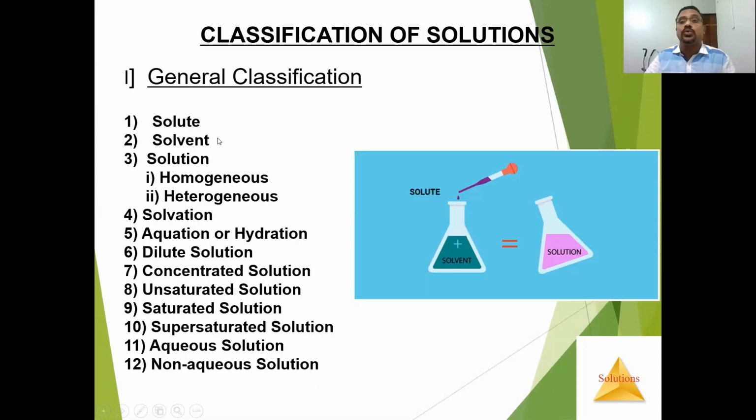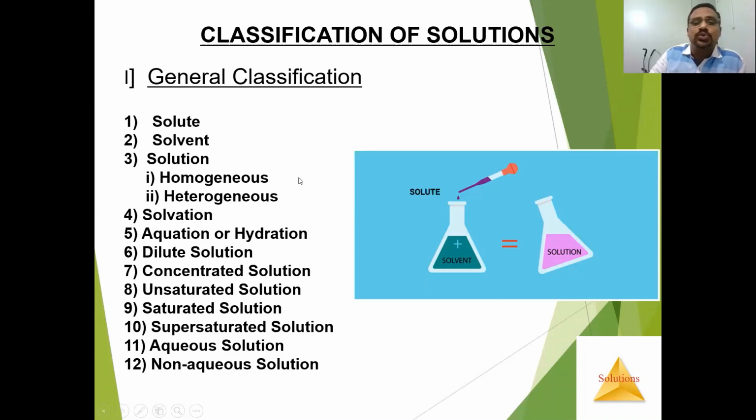Already I have told you, the whole chapter is related to physical change only. We are not dealing at all with any type of chemical change, because the important term is physical change, physical mixing, because different concepts are there in the chapter that we are going to see in our next session. So solute, solvent, solution. And the solutions are of two types, homogeneous and heterogeneous.